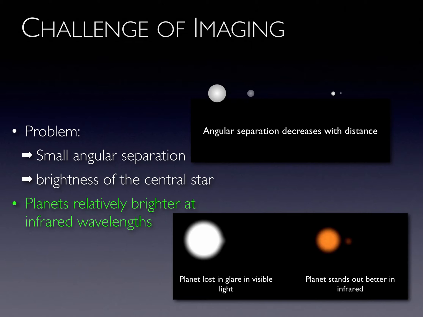However, planets do emit infrared light. Although stars also emit infrared radiation, planets tend to stand out more and are somewhat easier to image at these wavelengths. Modern instruments have imaged exoplanets at both infrared and optical wavelengths.